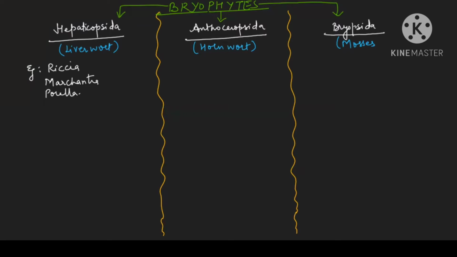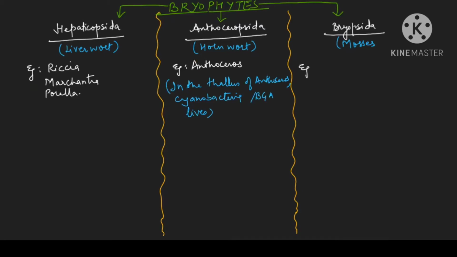Then the hornwort example is only one, that is Anthoceros. In the thallus of Anthoceros, you find blue-green algae surviving. So only this you have to remember here. Cyanobacteria, or you can say blue-green algae or BGA, lives in it. This is the one thing you have to remember for Anthoceros.